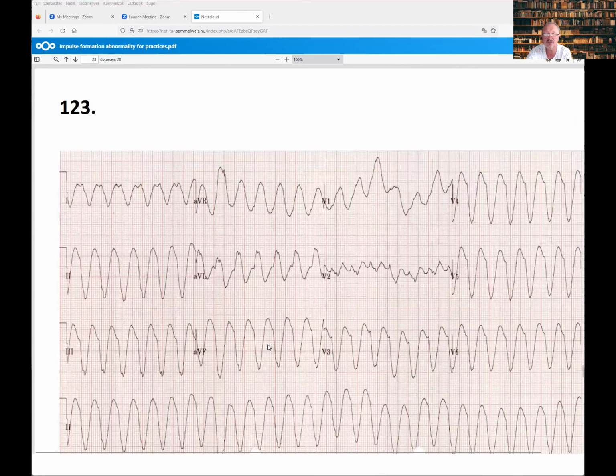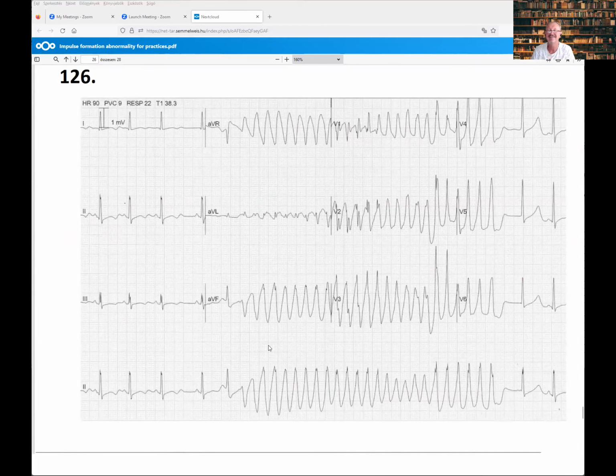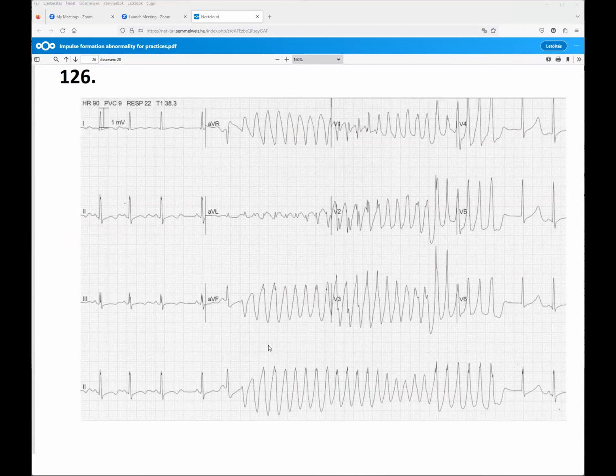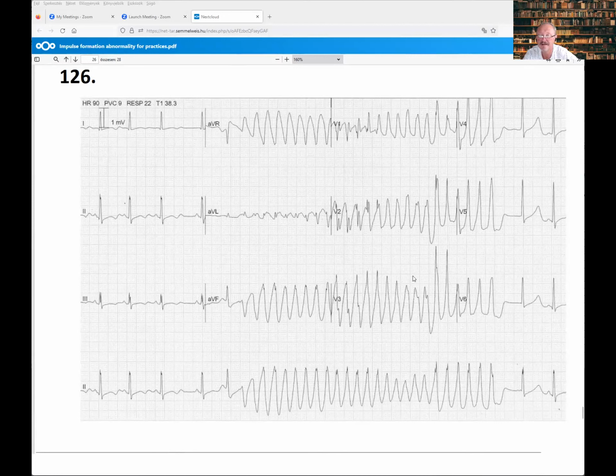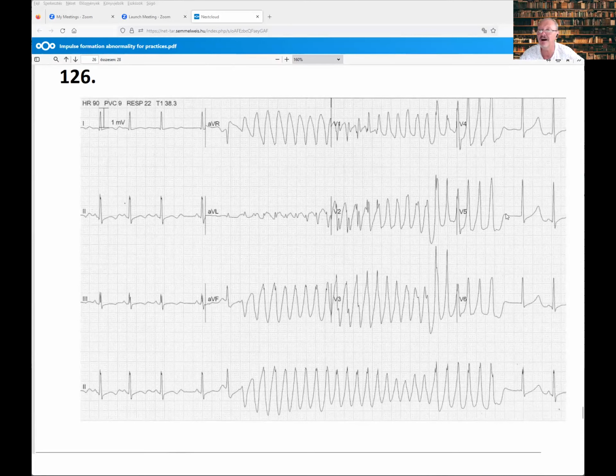And the last one is 126. Oh, yes. That's fine. So basically, you can see that there's ventricular tachycardia there, but with a changing amplitude. So it's like polymorphic ventricular tachycardia, torsades de pointes. Correct. Good. Very good. It's not good having this kind of tachycardia, but you are right.